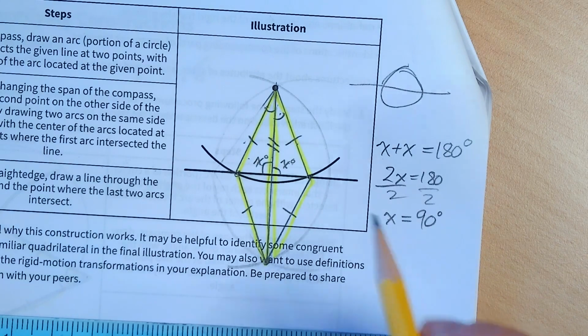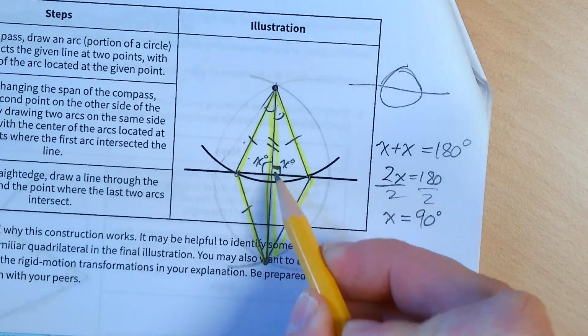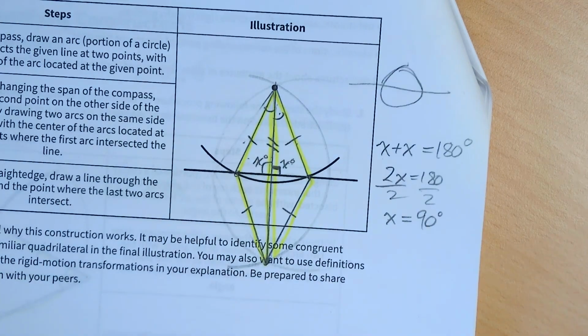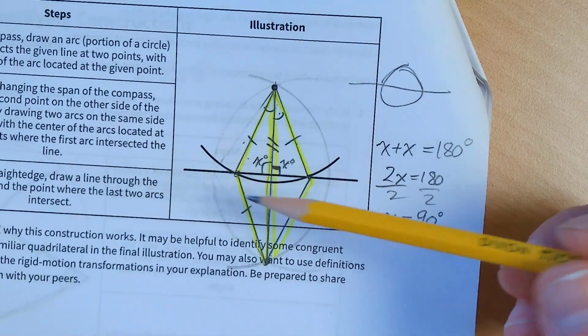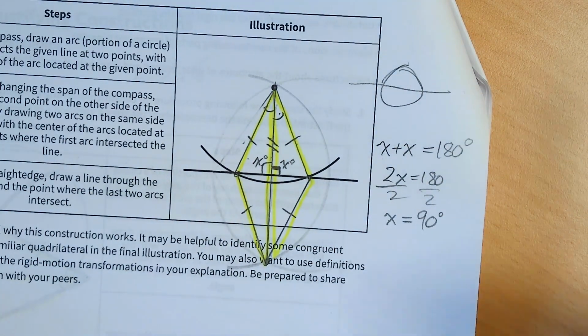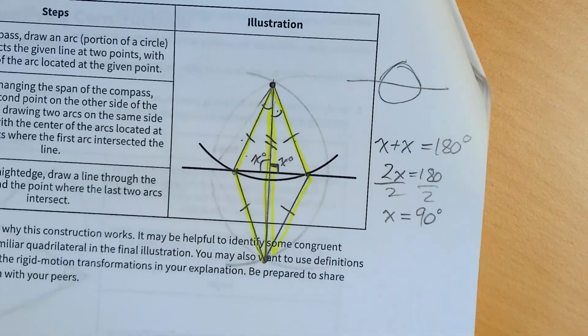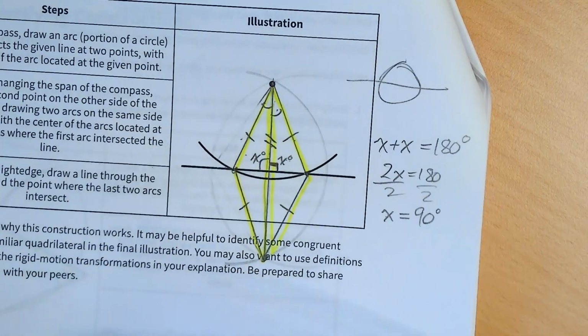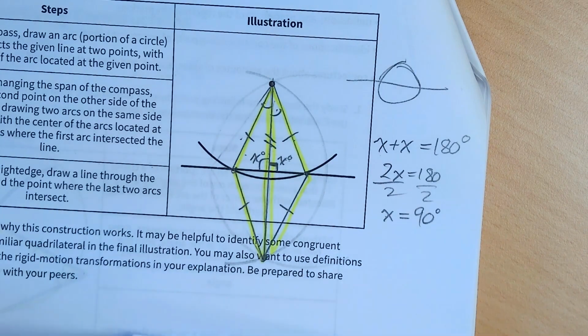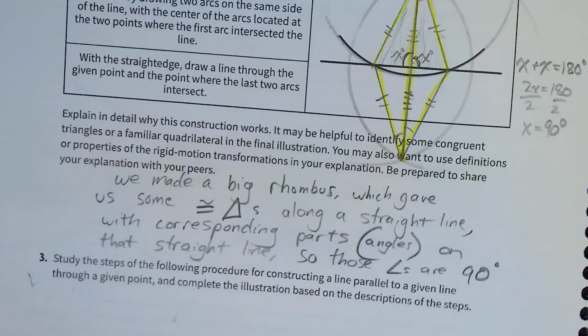So these are actually 90, and if they're actually 90, that is actually perpendicular. So constructing a perpendicular line, we proved why. Using radii of circles, using rhombus logic, using CPCTC, and triangle congruent. We've proven that is a perpendicular line. Let's see what I wrote earlier the first time I filmed this.